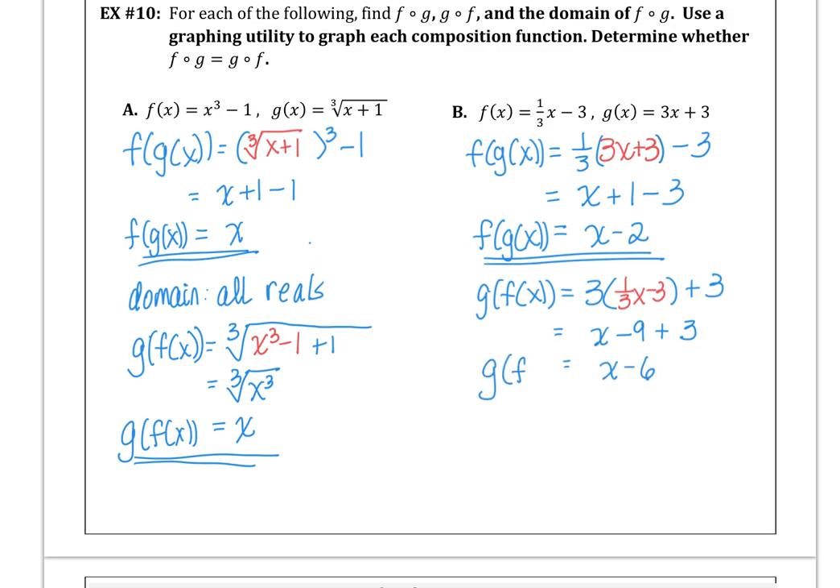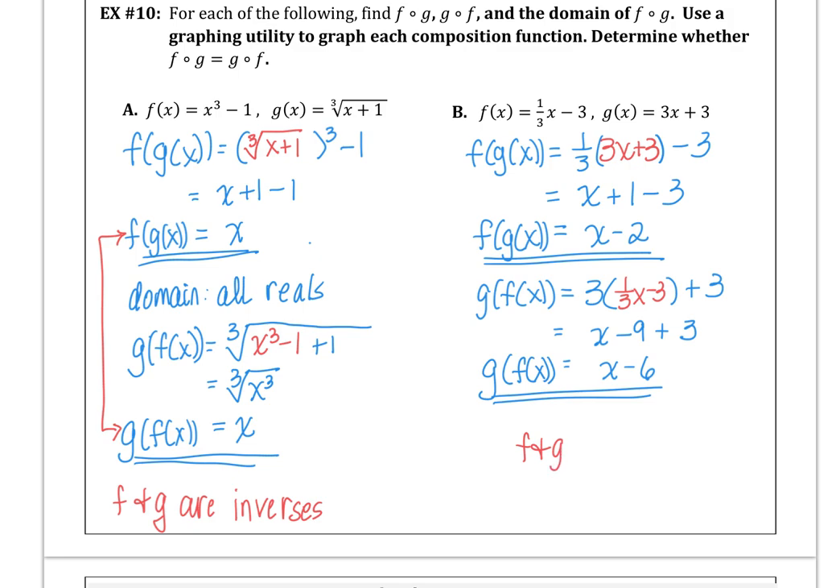So the g of f of x also has all reals, but they are not inverse functions on part B. We're looking at the definition for lesson 2.8 on inverses. F and G are inverse functions of each other on part A, but on part B, they are not inverse functions of each other.